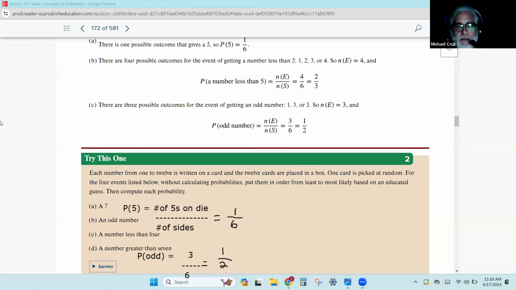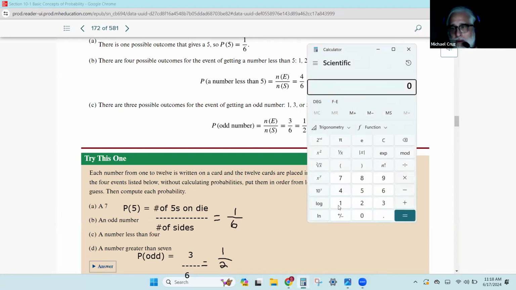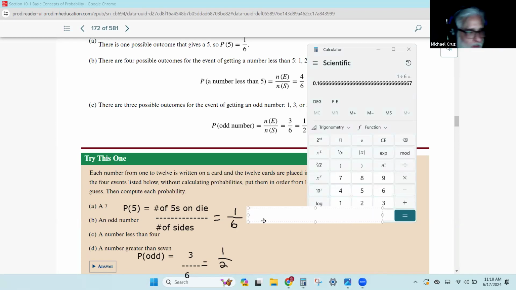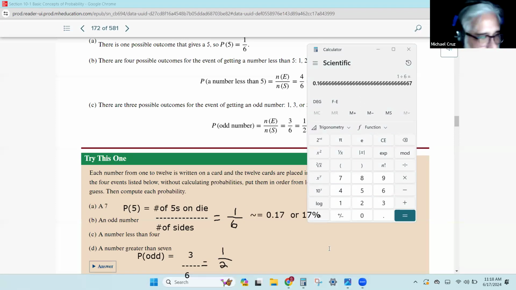So as I had said, if we take that 1 and divide it by 6, that's approximately equal to 0.17 or 17%. So those things all mean the same thing, okay, as far as probability is concerned. All right, that's the fractional amount, 1 divided by 6.